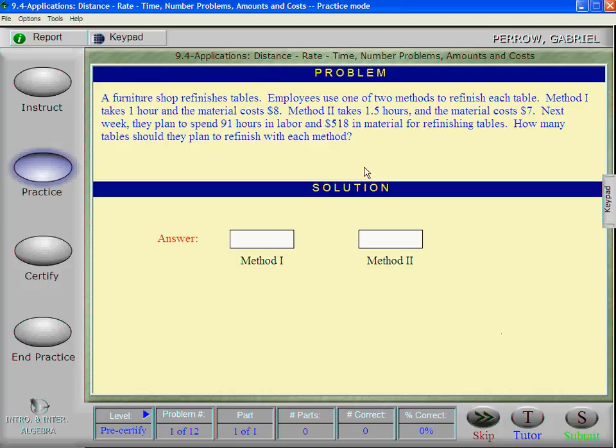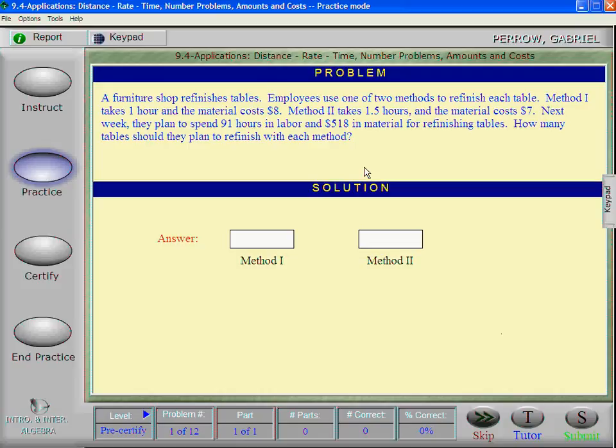Next week they plan to spend 91 hours in labor and $518 in material for refinishing tables. How many tables should they plan to refinish with each method? So this problem and the problems in this section basically have the goal of taking the information and creating two equations, like the two line equations you would start with from previous sections, and figuring out where those two lines overlap. That will give you the number of tables you'd need for each method.